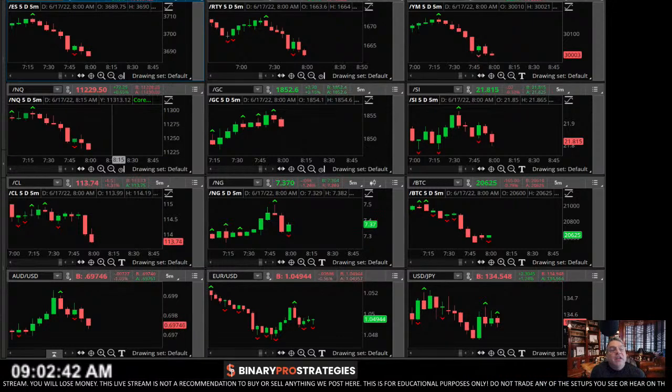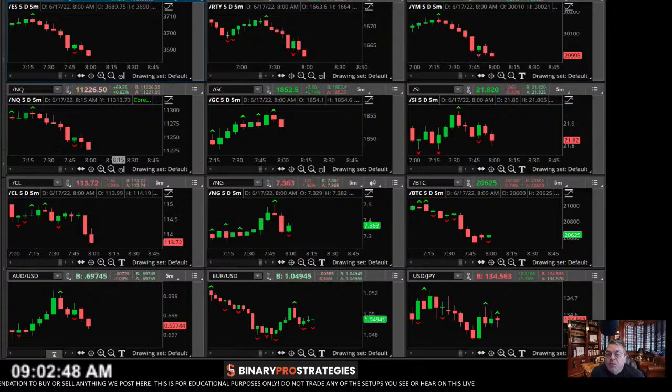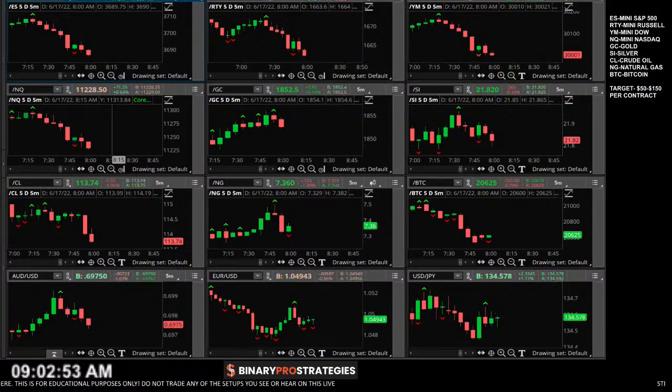Let's do a quick scan here and see if we have any initial setups. So what we're going to be trading this morning, I'll show you the symbols over here, if you look at the top right-hand corner.